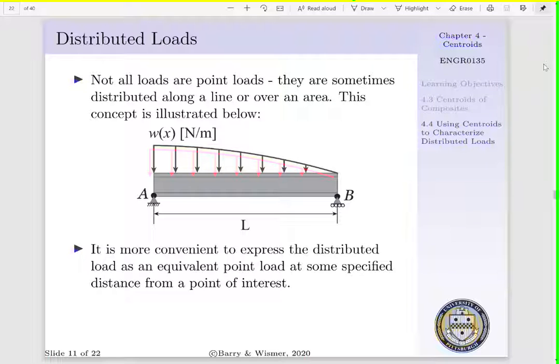Now, we can use these concepts to characterize distributed loads, for not all loads we encounter in this class will be point loads. That is, oftentimes they're distributed over the length or an area of a member. This concept is illustrated below, where we have a distributed load that decreases nonlinearly from point A to point B. Now, it is going to be more convenient for us to express this distributed load as a single equivalent point load that is acting at some specified distance from our point of interest on our body.